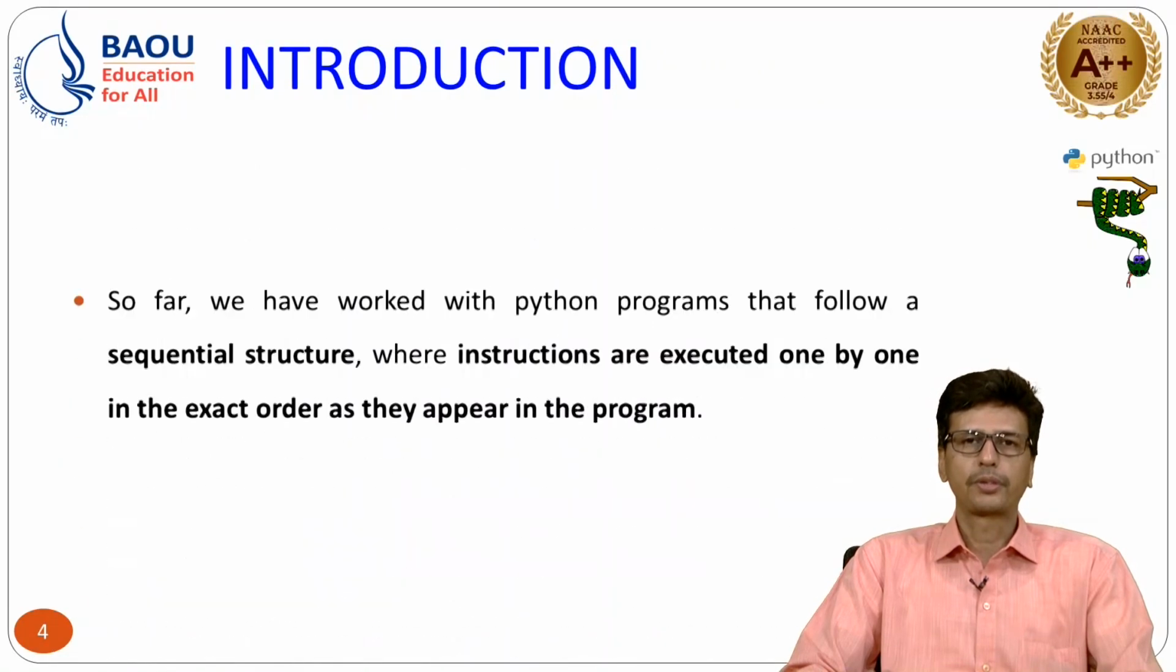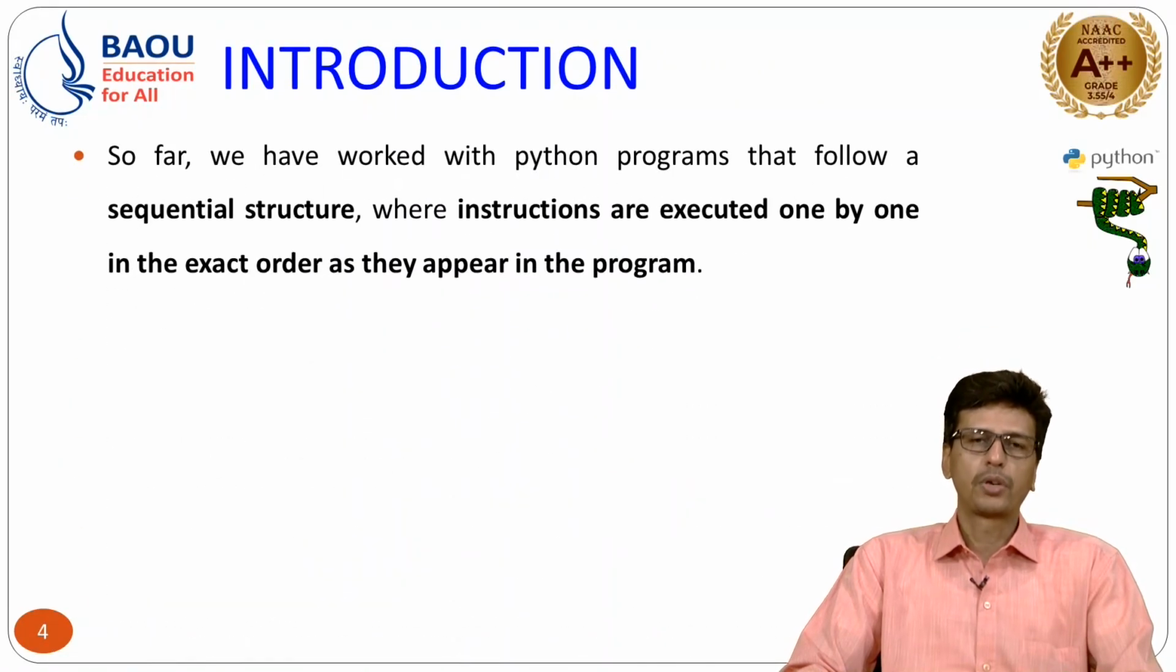Now, the introduction. What is the sequence of execution of code in Python or any other programming language? Normally, whenever you write code, the first statement, second statement and third statement are executed in sequence. That is the normal flow of execution of any program in any programming language.